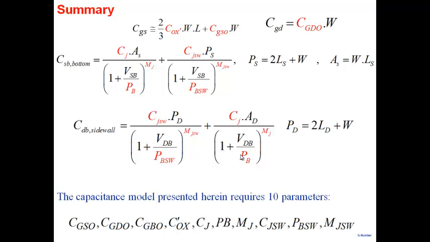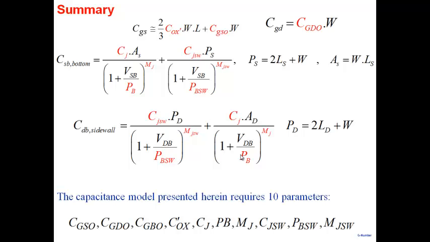Why did we? Yes, when you have an emitter-base junction, you will have capacitance along the side as well. You're right. It will be there also. It's true.